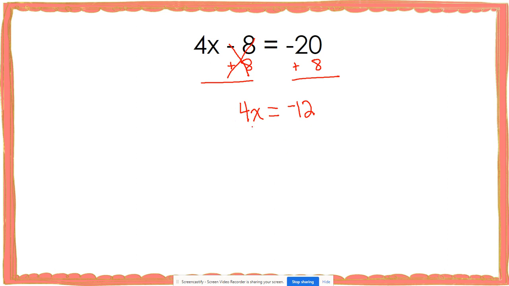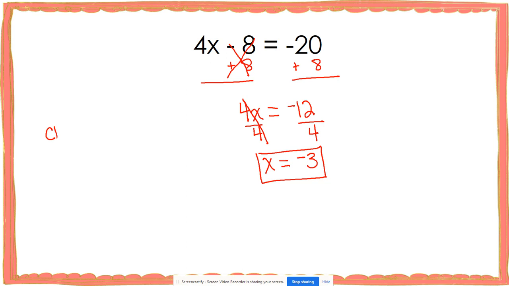Now I need to divide by 4 since 4 is being multiplied by x. The inverse of multiplying by 4 is dividing by 4, and I'm going to do that on both sides of my equation. These 4's will cancel, which will leave me with x equals, and then I'm going to solve negative 12 divided by positive 4. I know that negative 12 divided by positive 4 gives me a value of negative 3. This means that x equals negative 3.